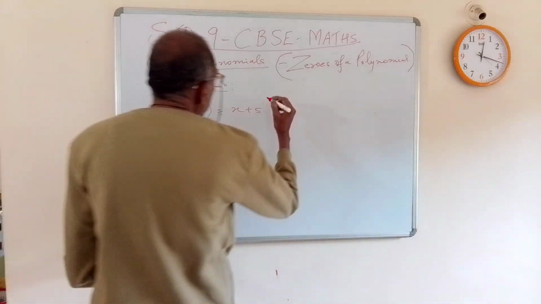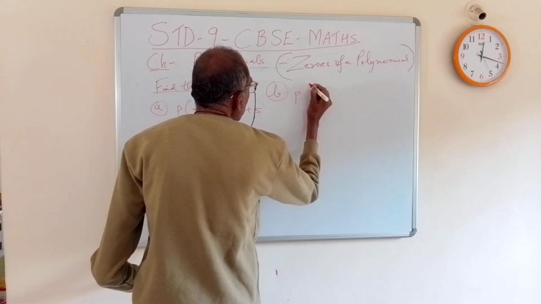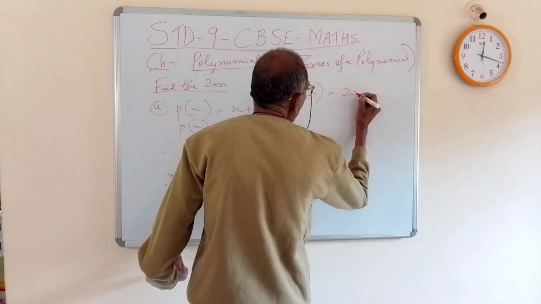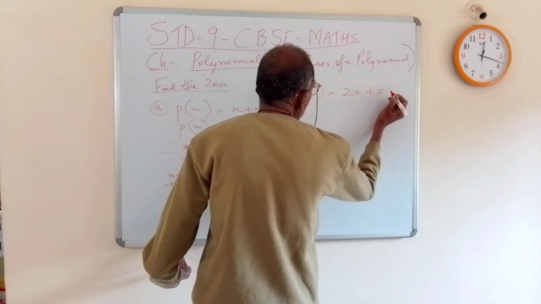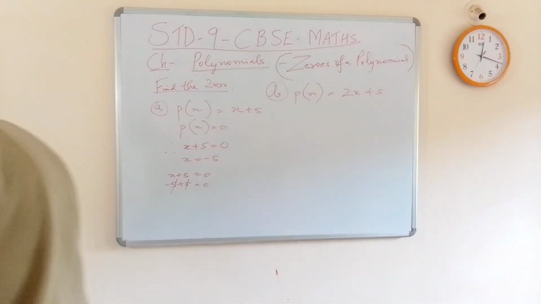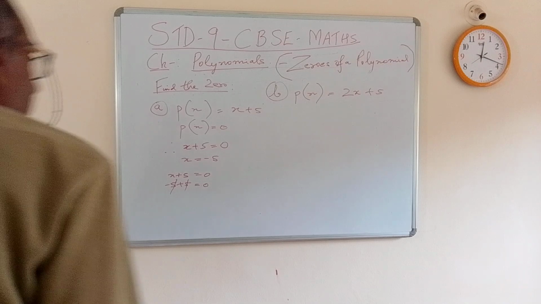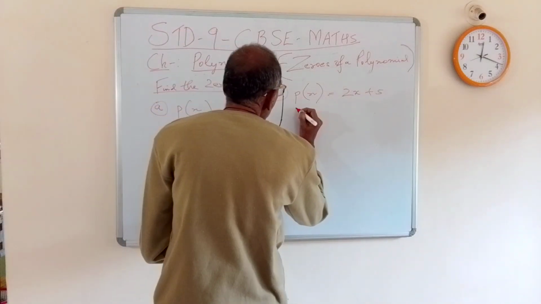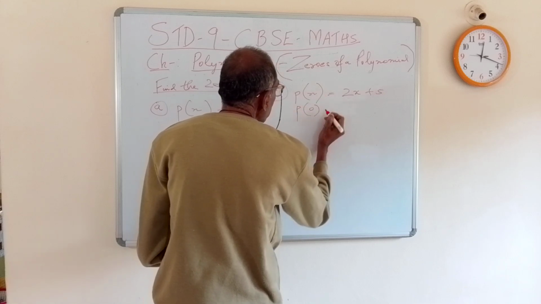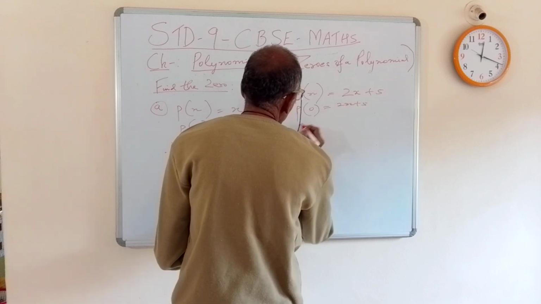Then b will take p(x) is equal to 2x plus 5. Okay. Here we are taking x plus 5, here we are taking 2x plus 5. So again, p(x) is equal to 2x plus 5.